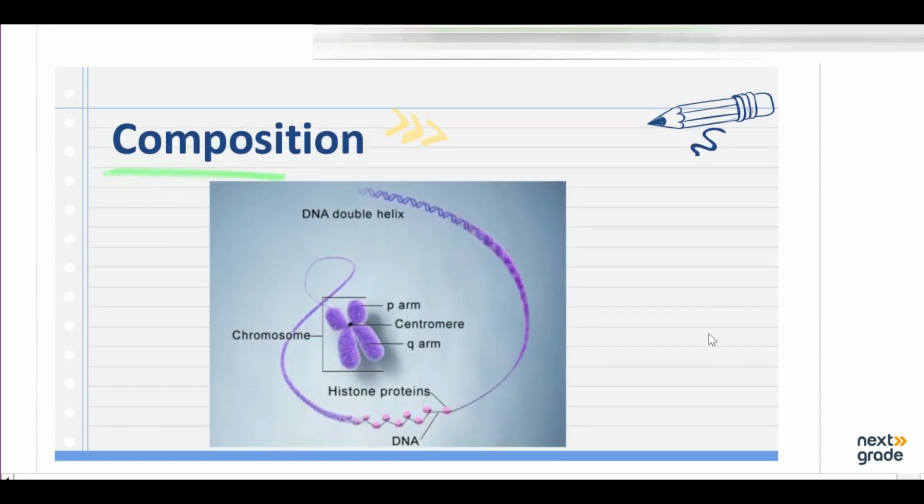Then let's see how it is composed, like what is the composition of chromosome. First thing is that the chromosomes are composed of DNA and protein. All the information that is necessary in order to control the activities of the cell is located on the chromosome but in the form of genes.